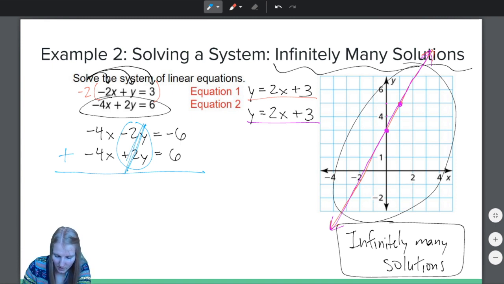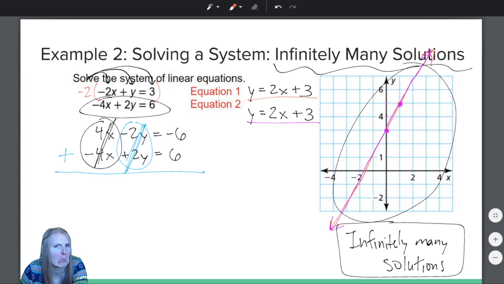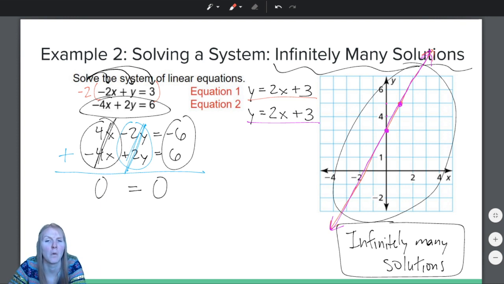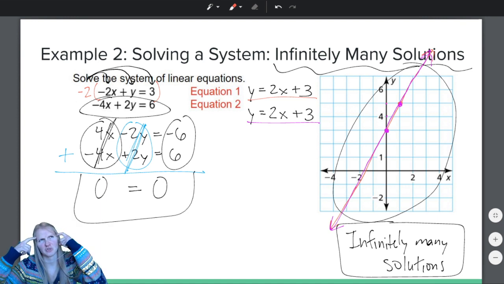Now, whoopsie, I just noticed I multiplied wrong. Negative 2 times negative 2 is positive 4x. So that should be a positive 4x. And when I add 4x minus 4x, wait, that's actually eliminated too. So that's 0, and the y's are gone, equals negative 6 plus 6. Oh, that's 0 too. So I get 0 equals 0.